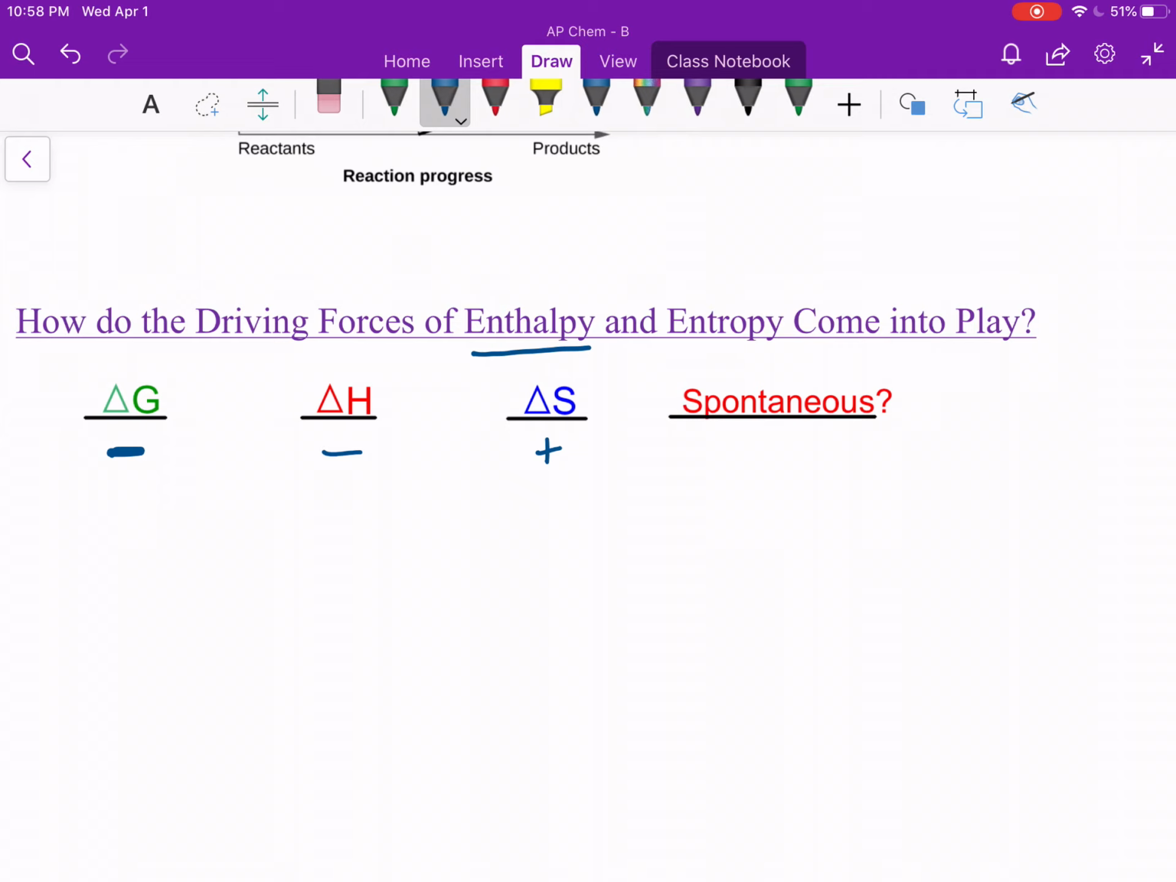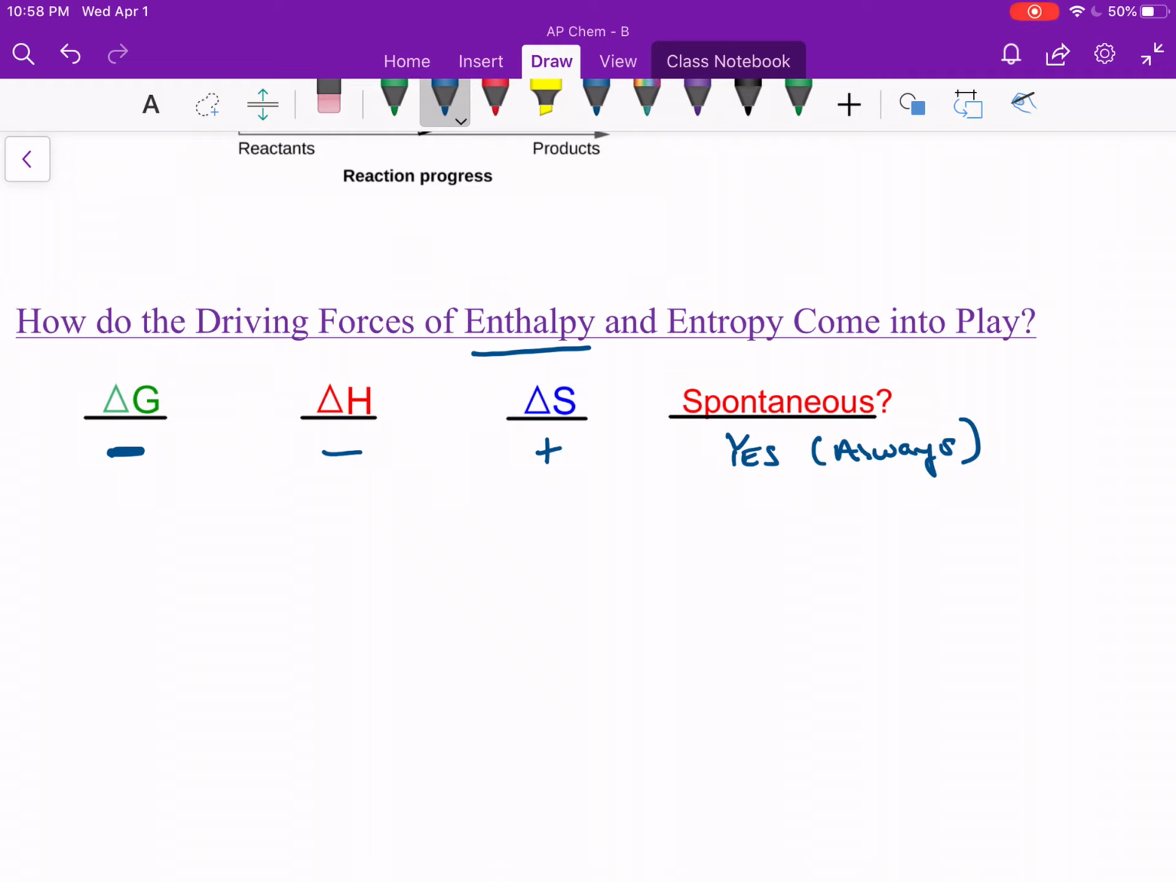So if delta H is negative and delta S is positive, delta G is always going to be negative, and this process will always be spontaneous. Okay, it doesn't matter how big those values are, but if delta H is negative, delta S is positive, the process is going to be spontaneous.